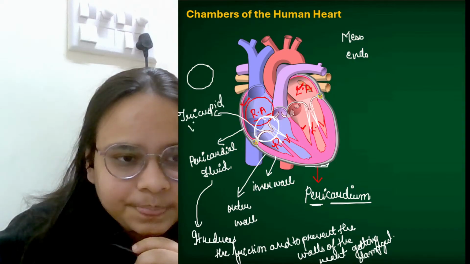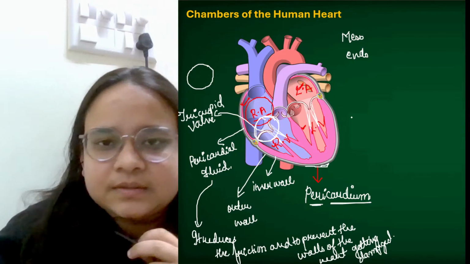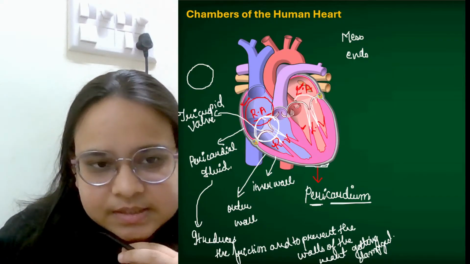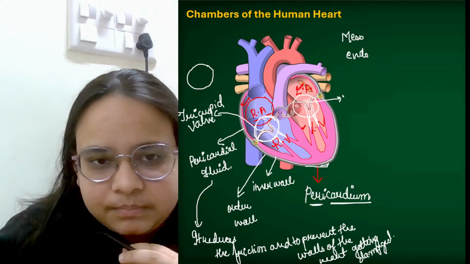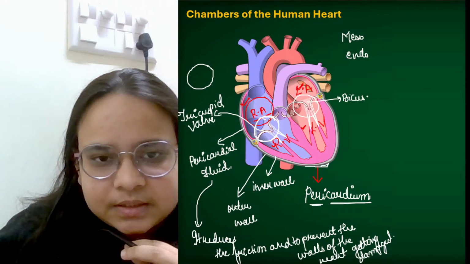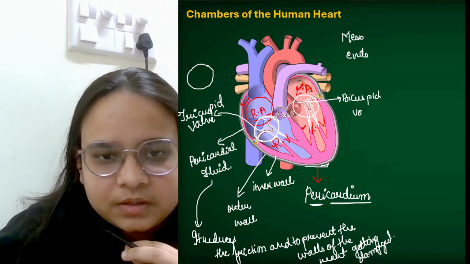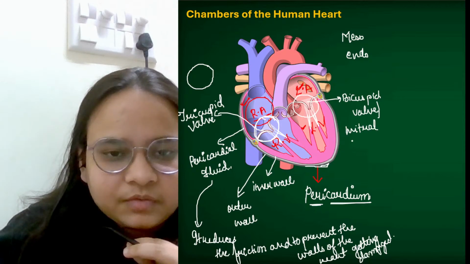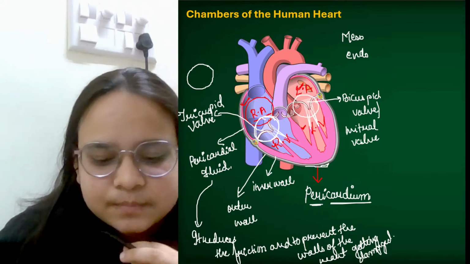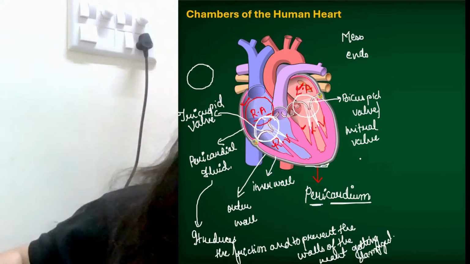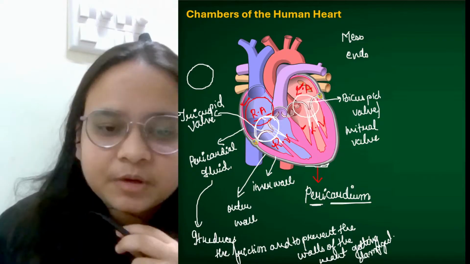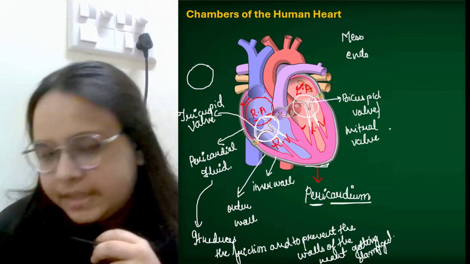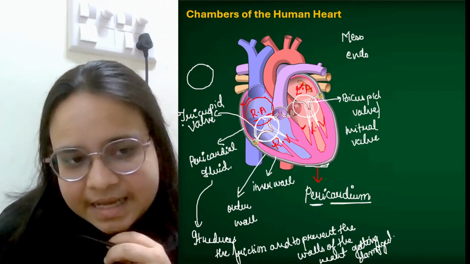Similarly, there is a valve that exists between the left atria and left ventricle. This is the bicuspid valve, which is also called the mitral valve. This name has been given after the name of a scientist who discovered it.